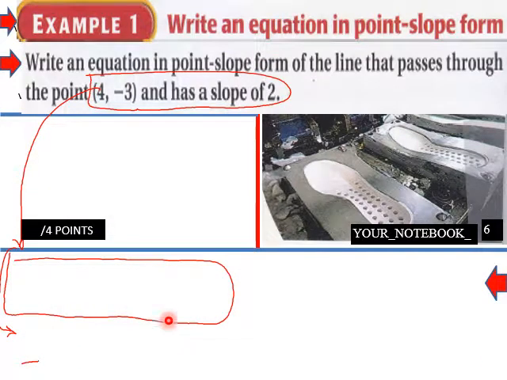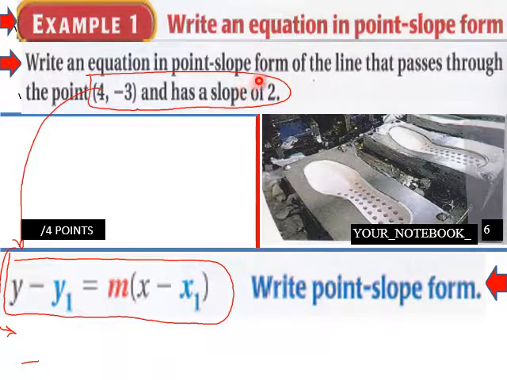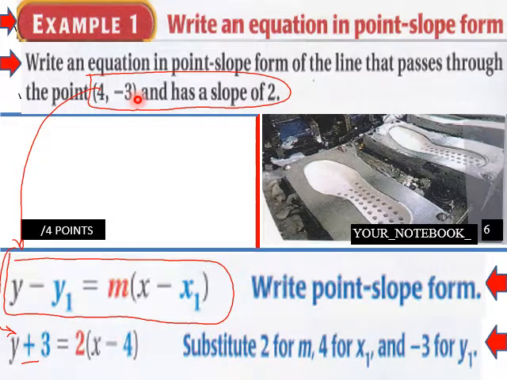Okay, example 1, write an equation in point-slope form. The line passes through 4, -3 and has a slope of 2. So here's our setup: y minus y1 equals m times the quantity x minus x1. So substitute 2 for m, 4 for x1, and -3 for y1. So here's our substitution here. Y plus 3, because this is negative y1, a negative of a negative would make this positive 3, and then this is minus x1, our x1 is here, so it's x minus 4.